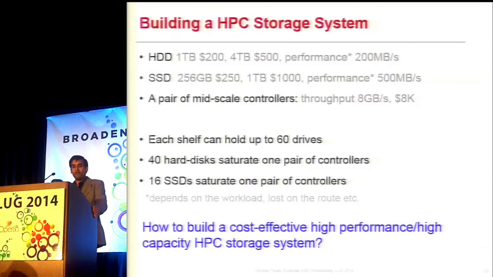And a pair of mid-scale controllers is 8 gigabytes per second for an 8K cost. Each shelf can actually hold 60 drives, and as you can see, 40 hard disks are enough to saturate one pair of controllers. For SSDs, this number is much lower. This number is just 16 SSDs. So that means if you are to build a bandwidth-oriented system, you will need to buy more controllers, and that's the cost that you should also focus on.